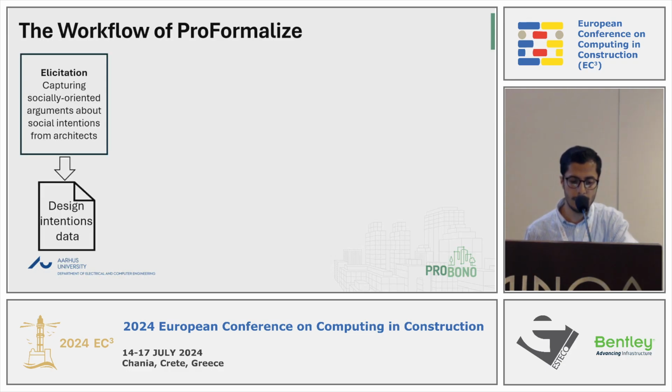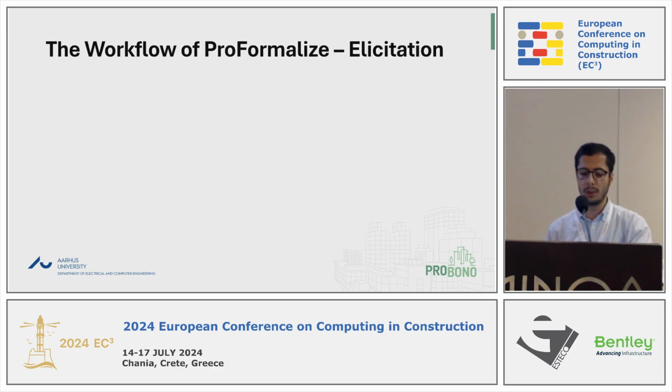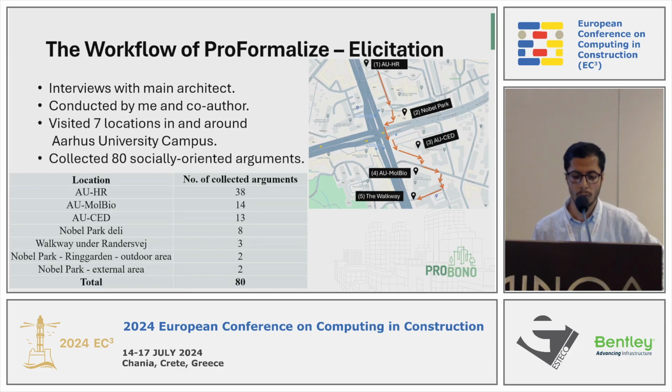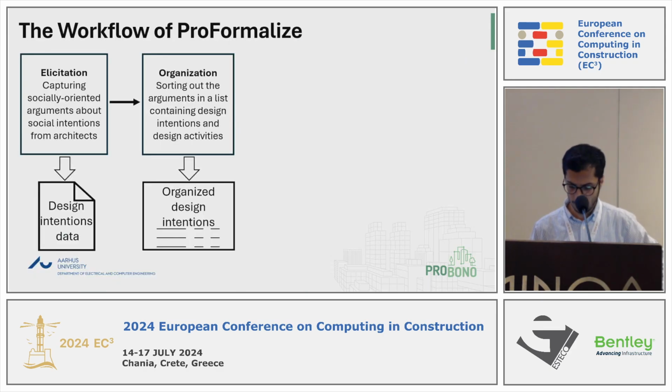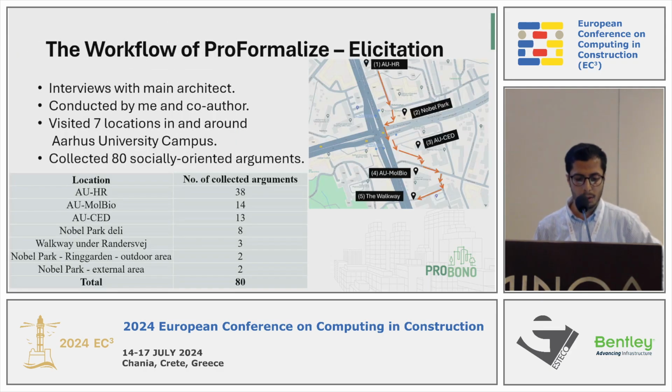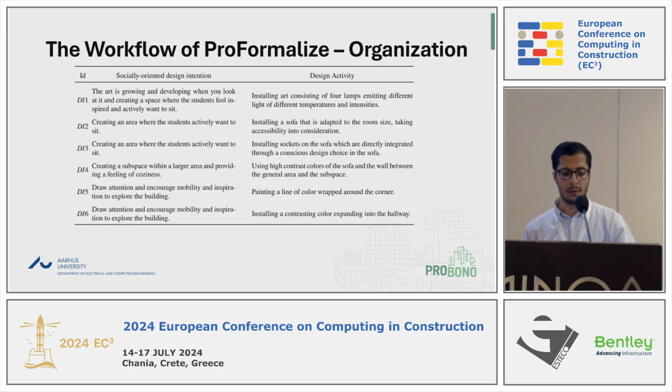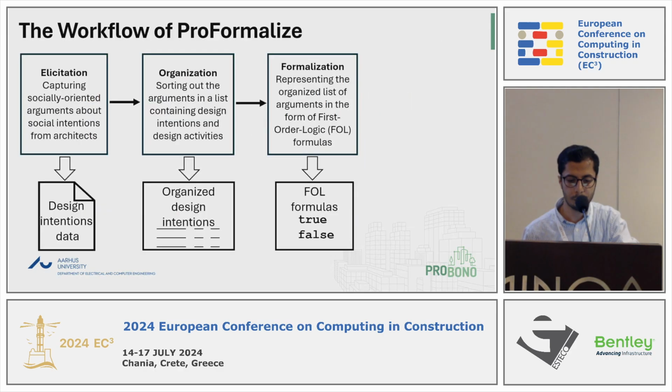We start with elicitation, which is about capturing those socially oriented arguments. I was moving around the city to the buildings where this artwork was involved. We collected about 80 design intentions in different locations and different buildings. And we collect them, and then we organize them. The second step is to organize these arguments in a list of design intentions and design activities. What activity did you do to achieve which goal level social value?